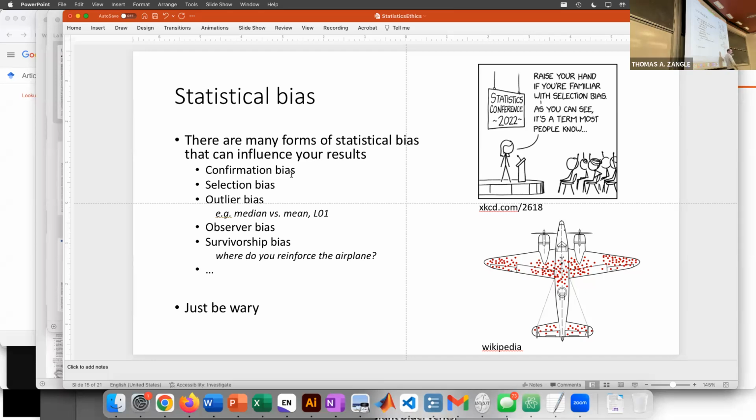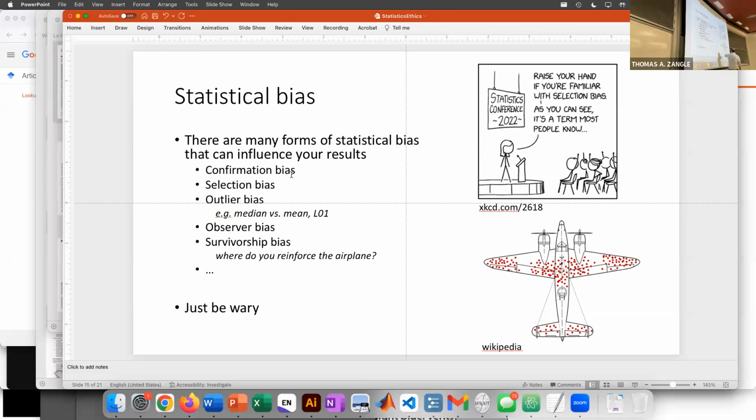This is where you observed all the holes in the plane. Should you add armor here? A lot of planes with damage right there. Should you be adding armor right there? I see a no. Why no? Because you're selecting the planes that survived. Yeah, so this is a sample. This is selection bias. So this is survivor bias. This is a sample where these planes survived.